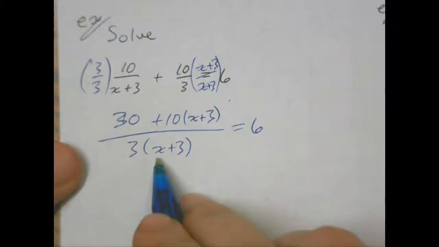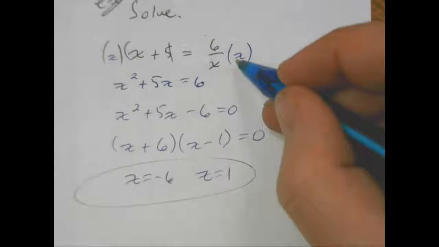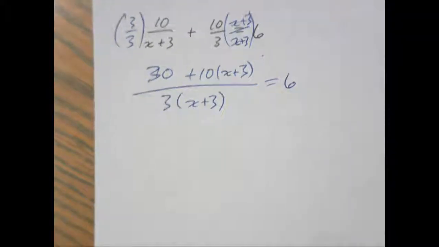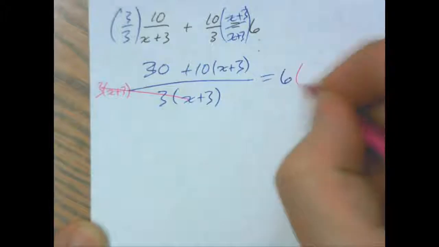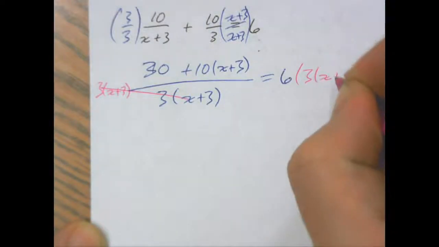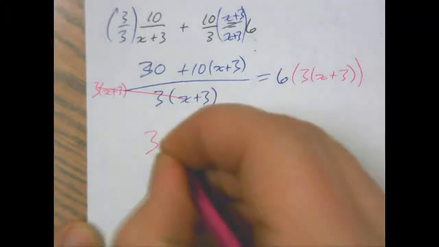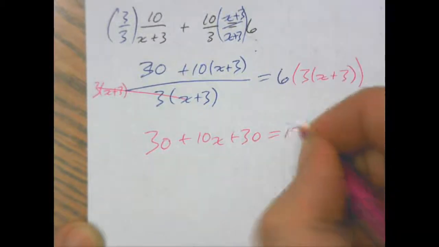So what I would do at this point is go ahead and multiply on both sides, just like we did in this one. Notice I multiplied by the denominator here to make that equal 1 on that side. I'll do the same thing in this one. Our denominator now is 3 times x plus 3. If I multiply both sides by 3 times x plus 3, that makes 1 on that side, and I can distribute on this side. So I have 30 plus 10x plus 30 equals 18 times x plus 3.